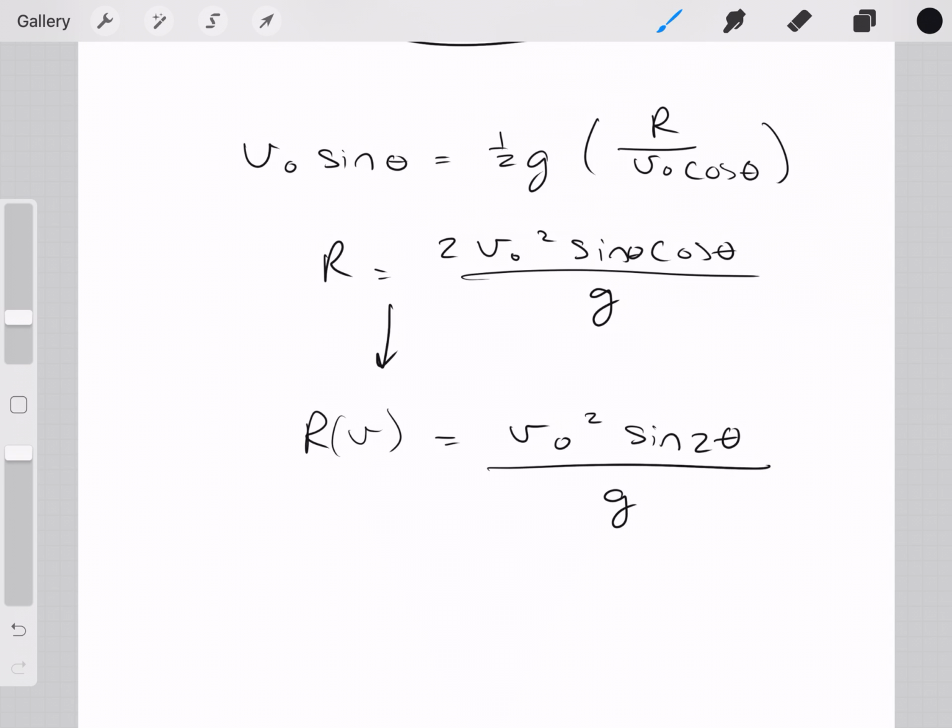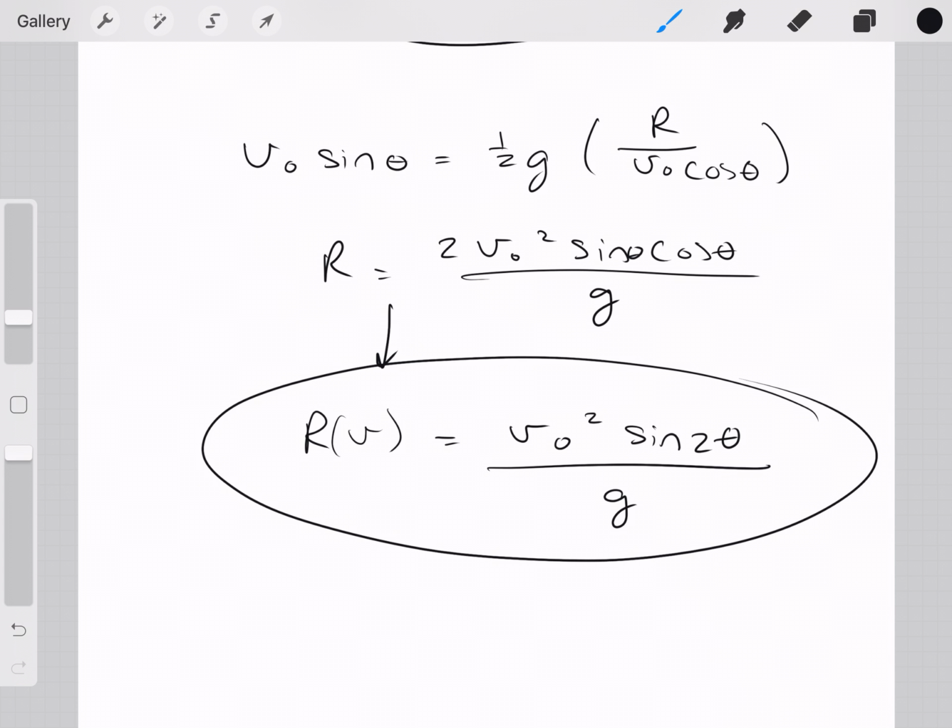Now if you really felt like simplifying this even more, you can, because there's a trig identity that simplifies this down. And thankfully other people before me found that. And that is r in terms of v equals v naught squared sine 2 theta all over g. So this is our nice new equation.